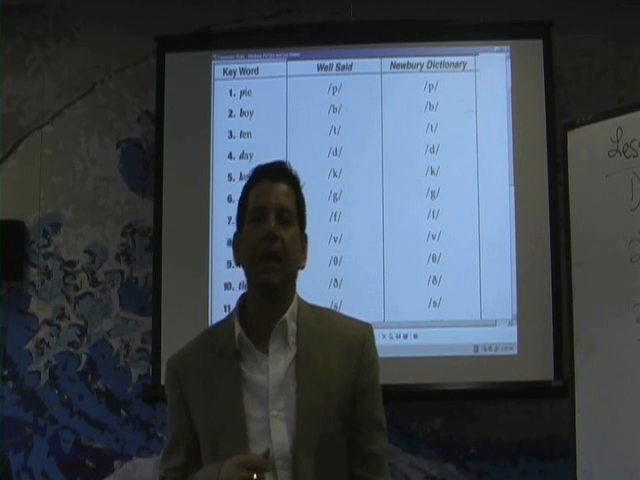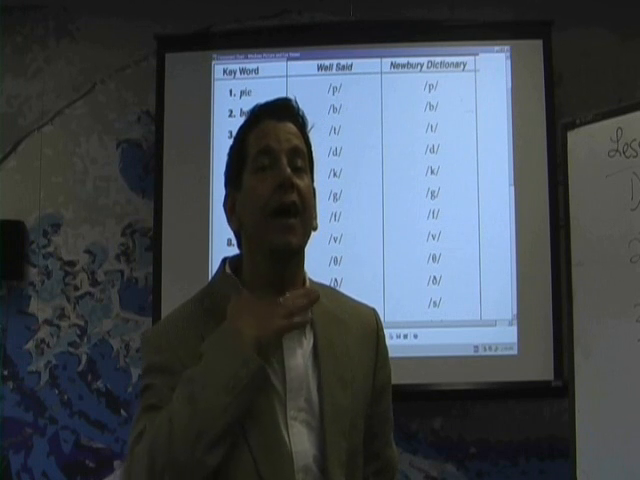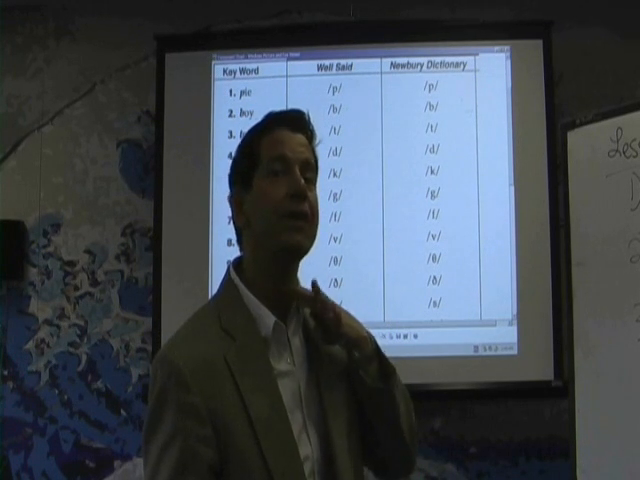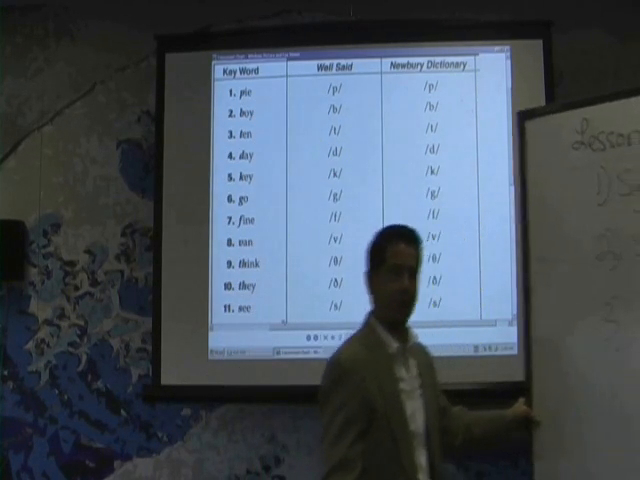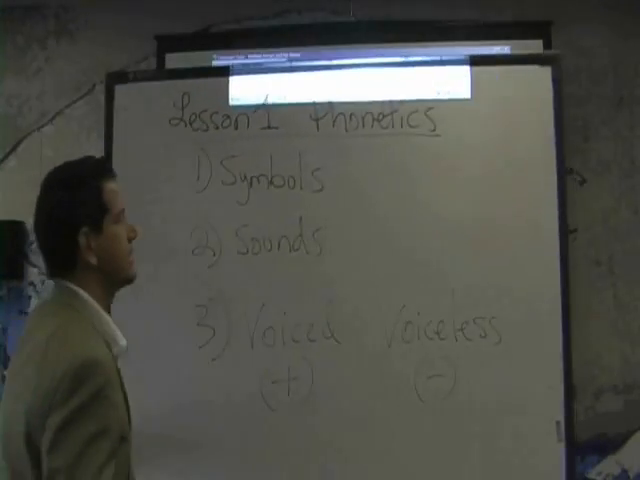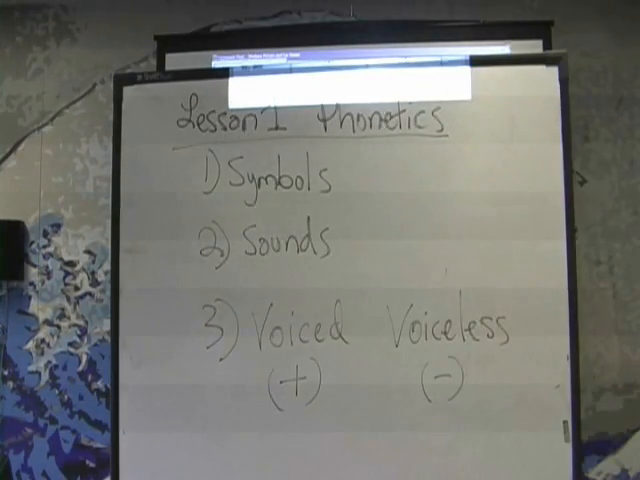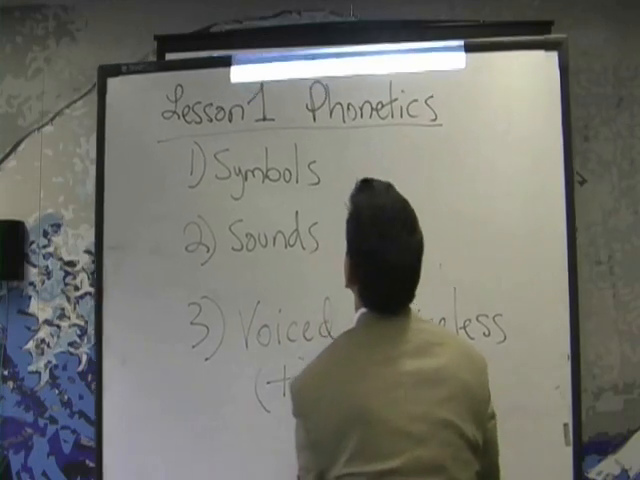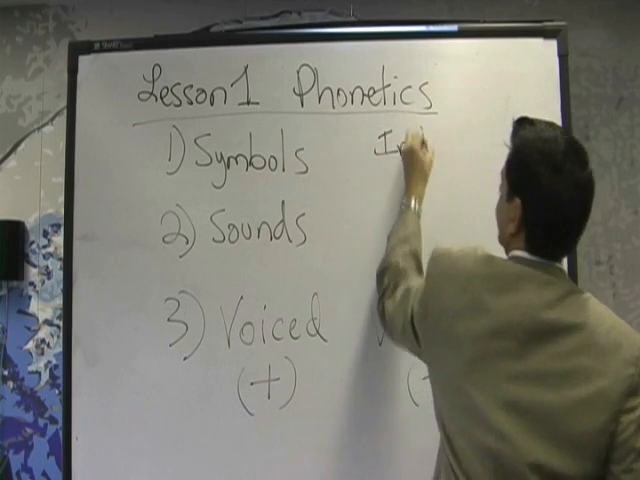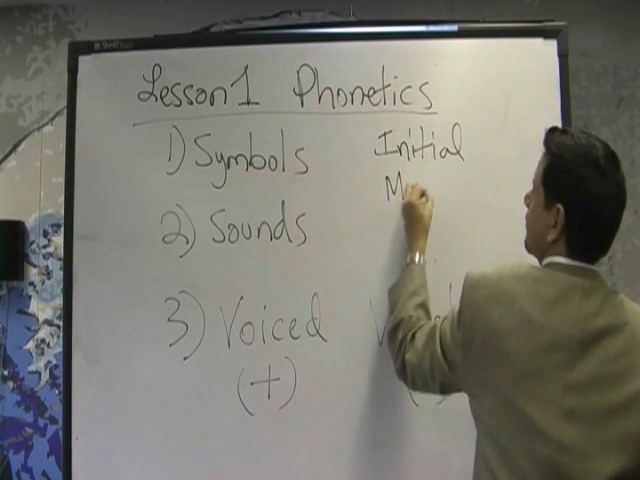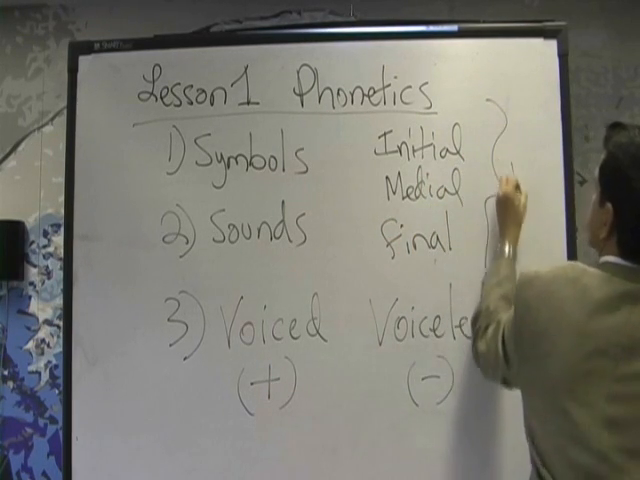Here's where it gets tricky. Ka, and ga. All right, you can feel the vibration with ga. Well, consonants come in, I guess I should write this down. We can find consonants in 3 positions. They can come in the initial, the medial, or the final position.